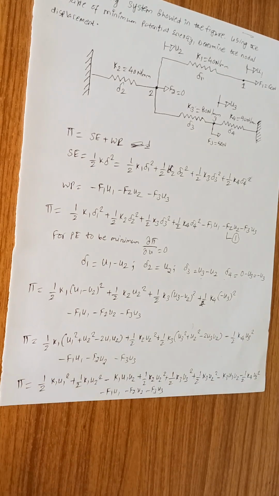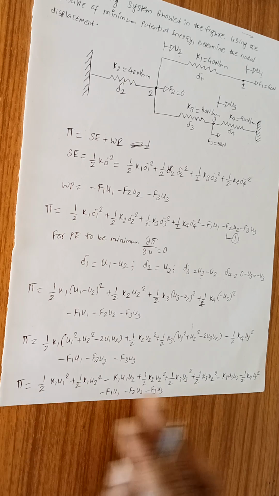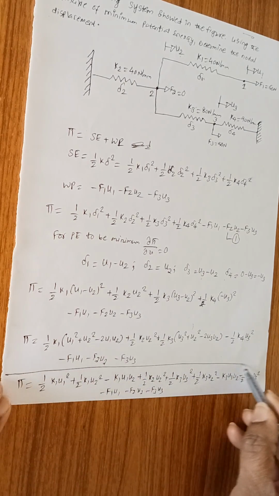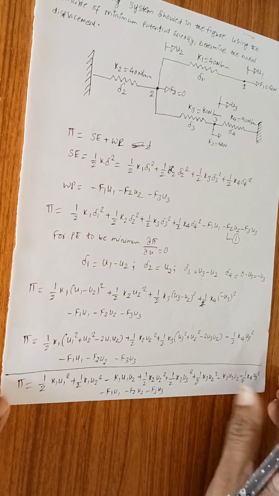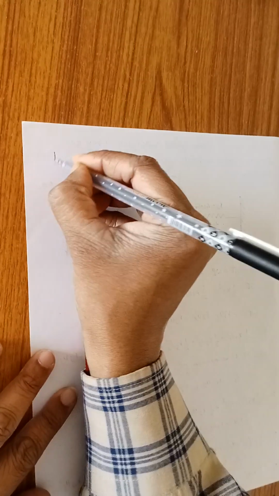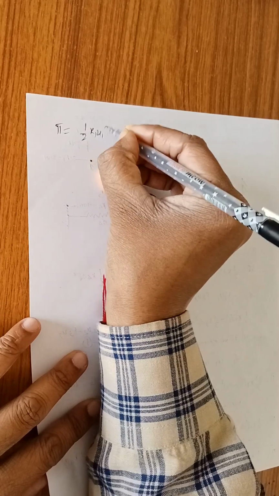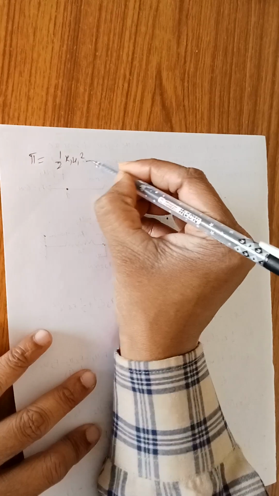So I have just simplified the entire equation now. So this equation is what I'm going to differentiate now with respect to u1, u2 and u3. So let me just rewrite this equation back in the next page. I'm going to get pi equals half k1 u1 square plus half k1 u2 square.